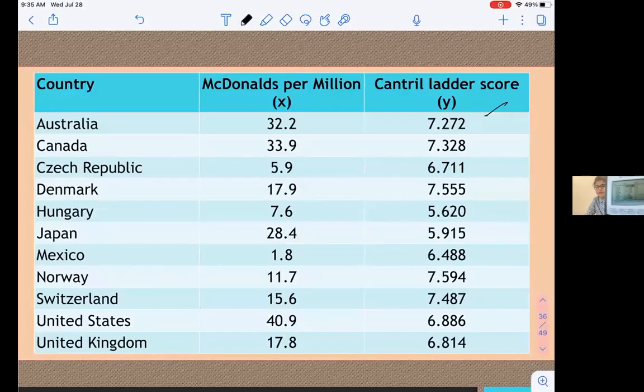I have entered all the values of x and y in it. X is the number of McDonald's per million, and y is the happiness level, with all the values adjacent to each other, as we have in the raw data. Then you have to press stat again, go to calc, and press linear regression. On your X list is L1 and Y list will be L2, and then you press calculate.